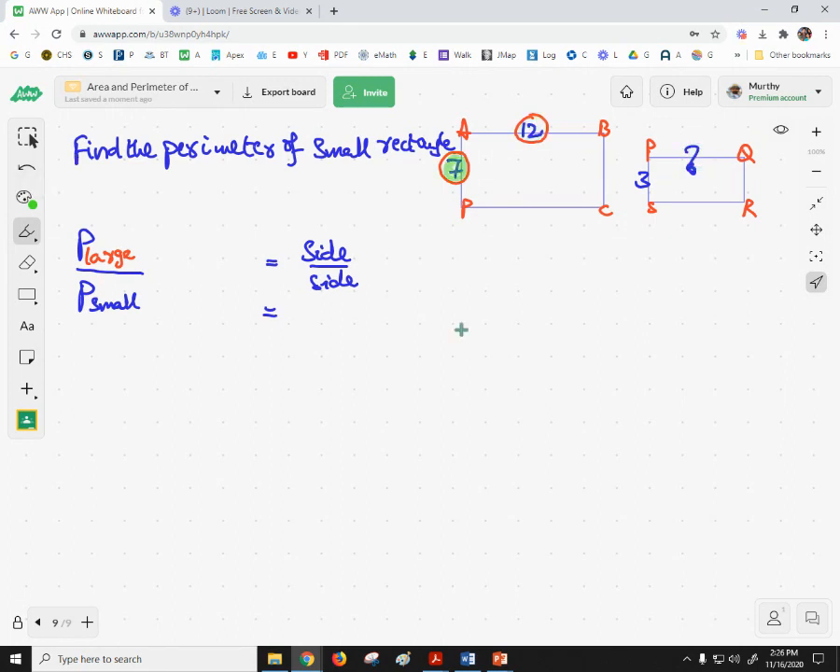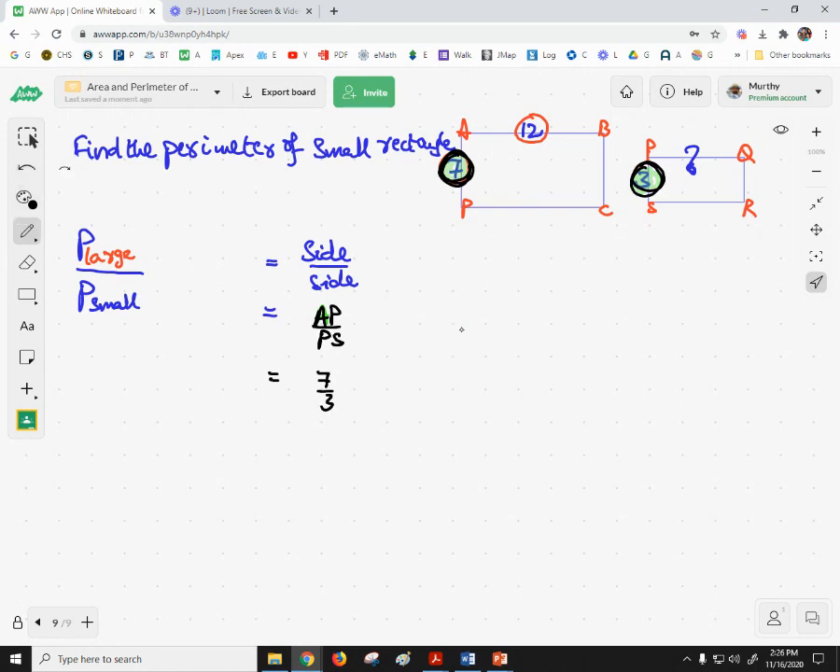Now, AP is given as 7 and PS is given as 3. I see that corresponding values are given. So I prefer to take AP over PS. Okay, that makes sense. So AP, let me change the color. It is AP over PS. I repeat, I'm taking AP here and the corresponding side is 3 here. So that is 7 over 3 equals the perimeter of the large rectangle over the perimeter of the small rectangle.